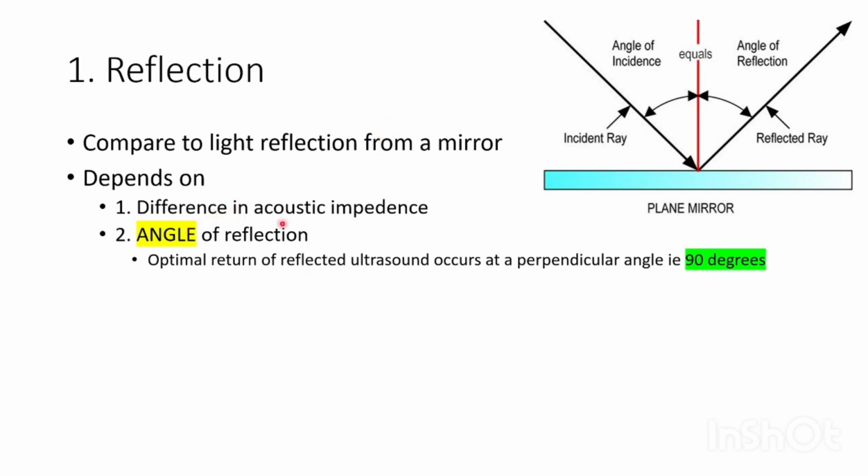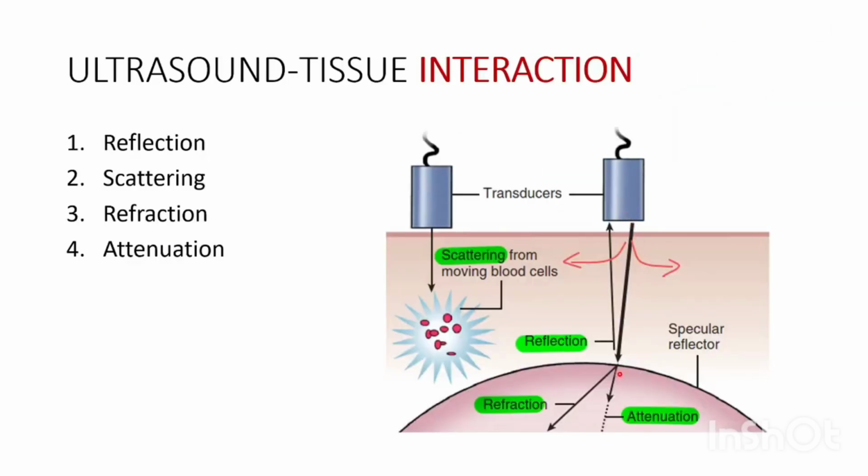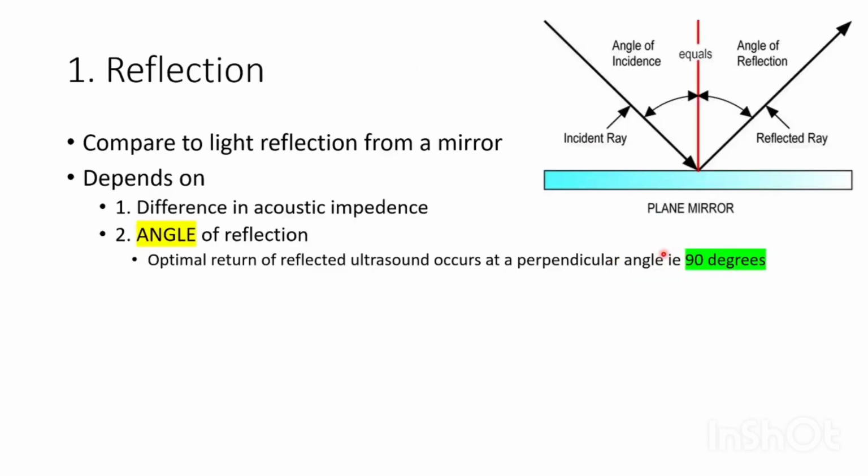So the reflection will depend on the acoustic impedance of the subject on which it is hitting and the angle of reflection. If it is coming at 90 degrees, that is the optimum, it will immediately reflect back. That is why we have to keep it perpendicular to the tissue. But if you're sending it at an angle, it will not reflect back into the probe. So an angle of 90 degrees is optimal for echo.